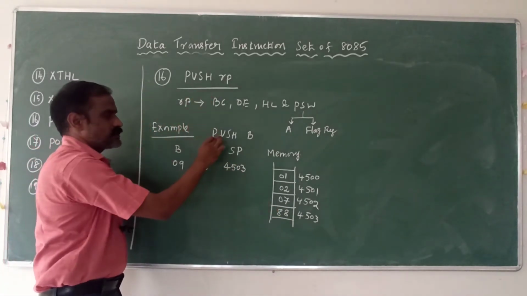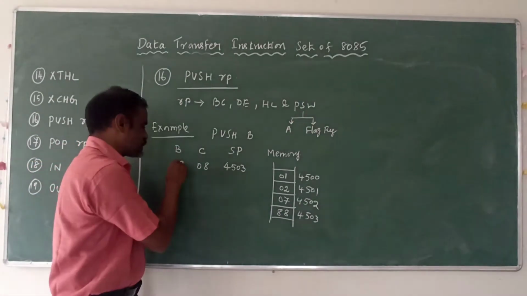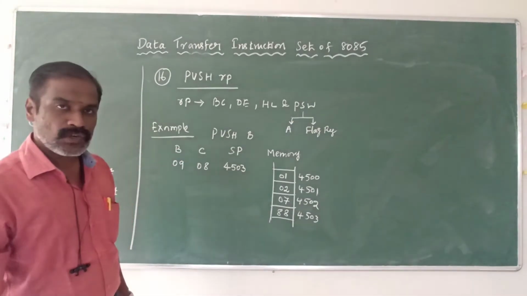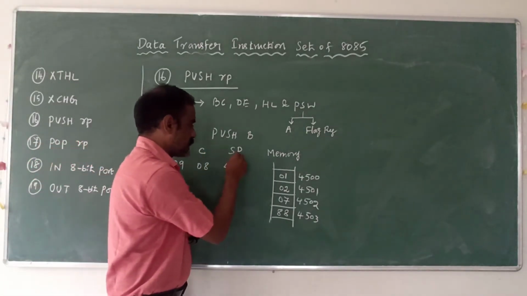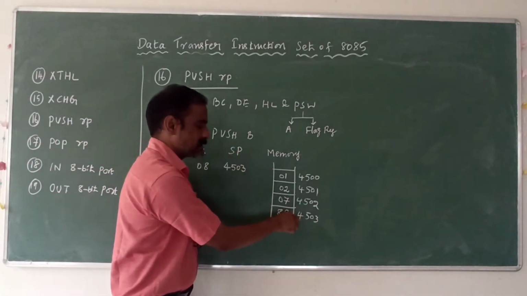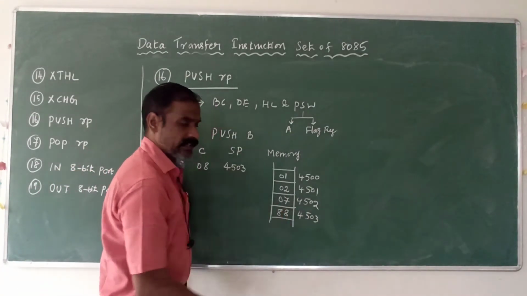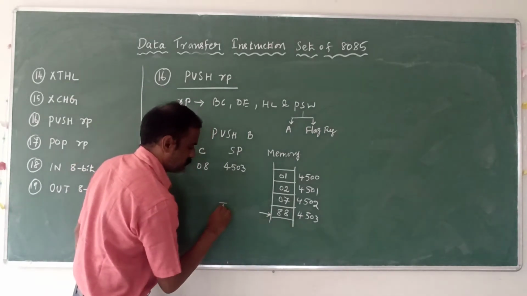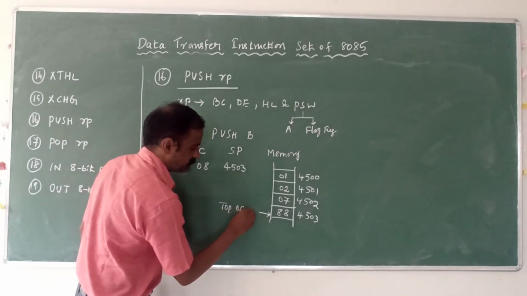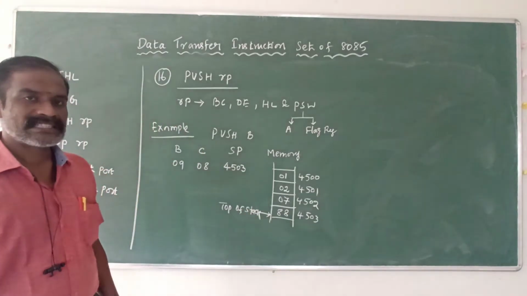Now, before executing this instruction, push B. The B register content is 09 and the C register data is 08. Now the stack pointer address is 4500, and in this address location the data is 88. This is the top of the stack.